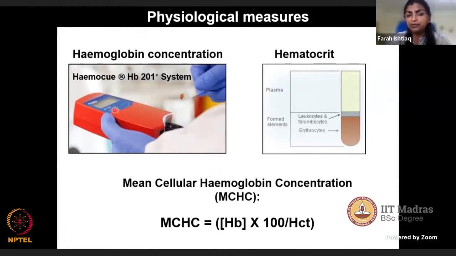One way to do it is with a machine, the HemoQ, which helps you. You put a little drop of blood and it tells you the hemoglobin of that particular bird. And we also do hematocrit, which is basically the level of red blood cell concentration in their blood. You just have to spin it, and it separates the plasma from the erythrocytes and leukocytes.